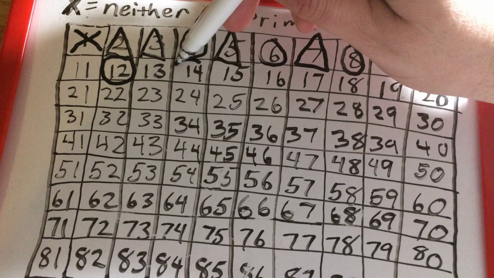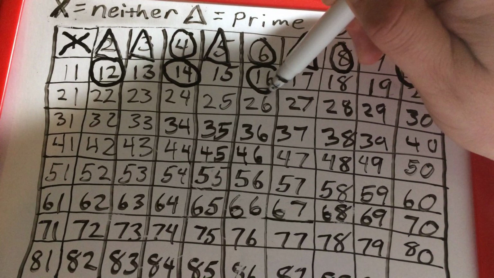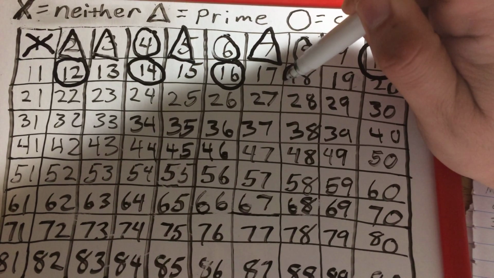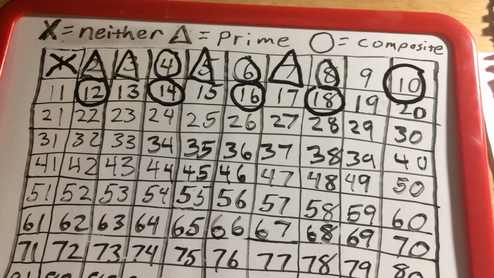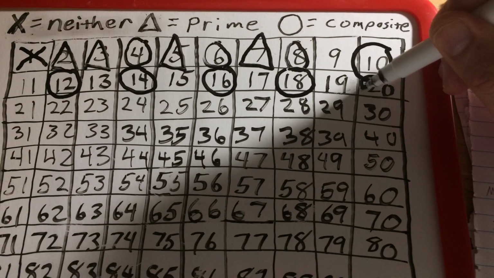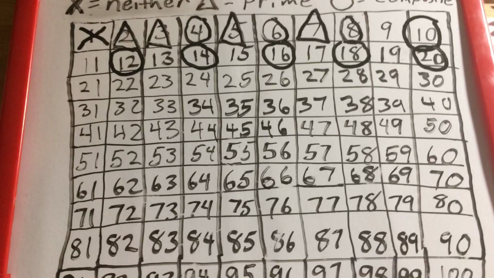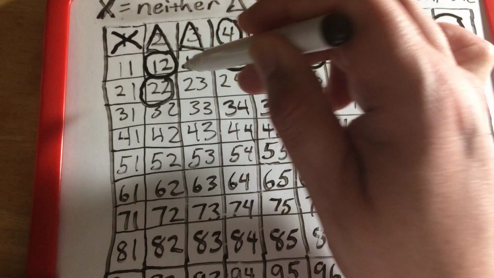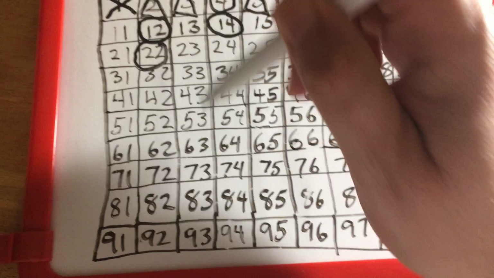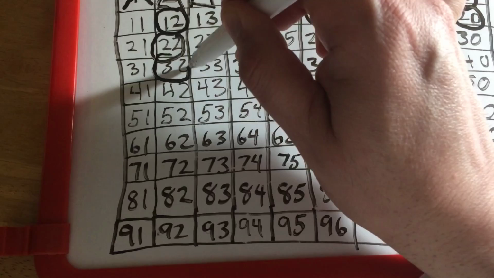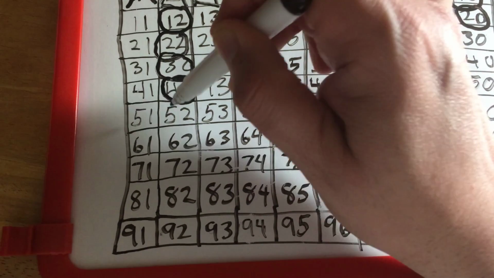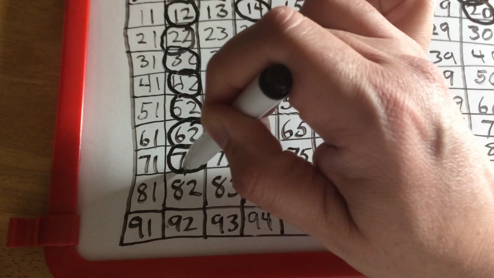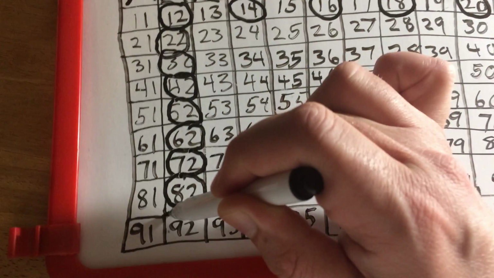Okay. 14, 16, 18, 20, 22. And so as you can see, all these even numbers are already set up for us, so we can just go straight down at this point. 32, 42, 52, 62, 72, 82.